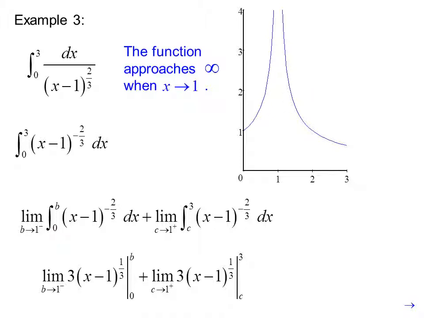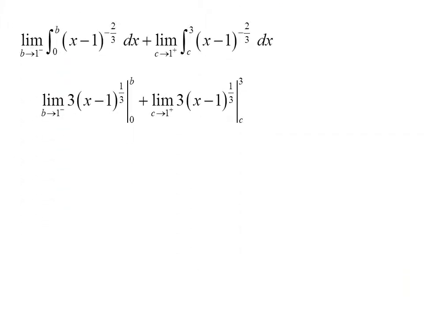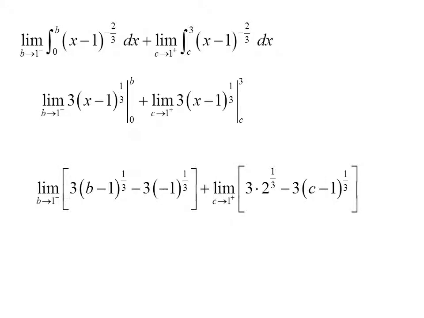Taking the antiderivatives, we have the limit as b approaches 1 from the left-hand side of 3 times x minus 1 to the 1/3, evaluated from 0 to b, plus the limit as c approaches 1 from the right-hand side of 3 times x minus 1 to the 1/3, evaluated from c to 3. Notice to find the antiderivative, we increase the exponent by 1 and multiply by the reciprocal. Now we plug in our limits of integration. As b approaches 1, 1 minus 1 is 0, so this term disappears. And as c approaches 1, once again 1 minus 1 is 0, so this term disappears.